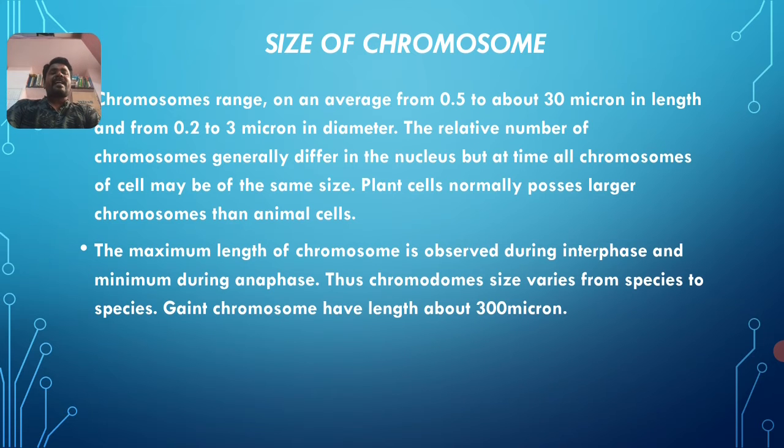Thus chromosome size varies from species to species. But the longest chromosomes are the giant chromosomes, which have a length of about 300 microns. There are several types of giant chromosomes, such as the polytene chromosome and the lampbrush chromosome.